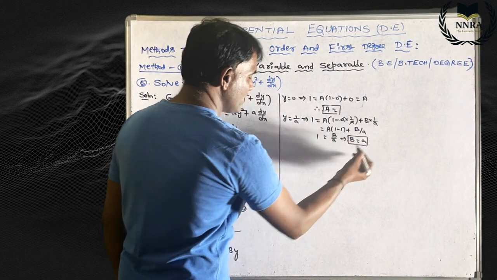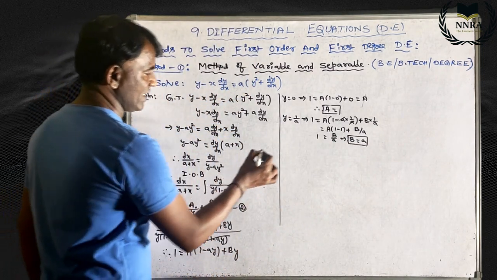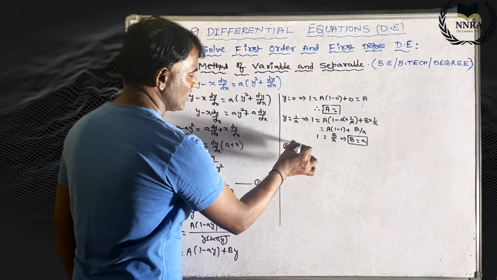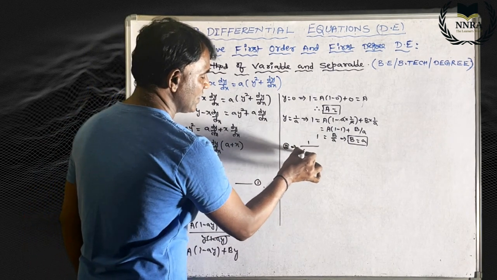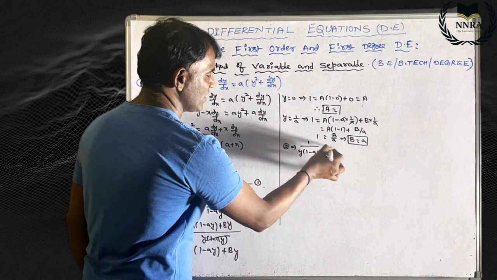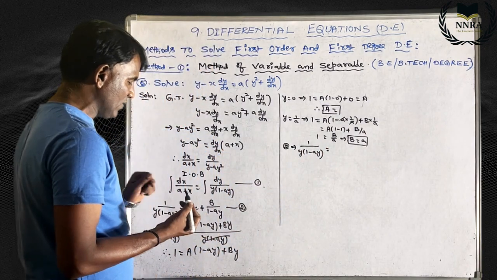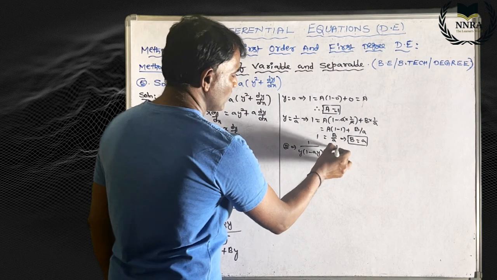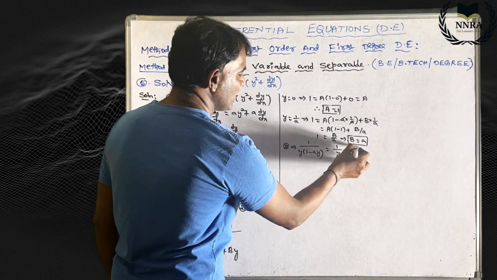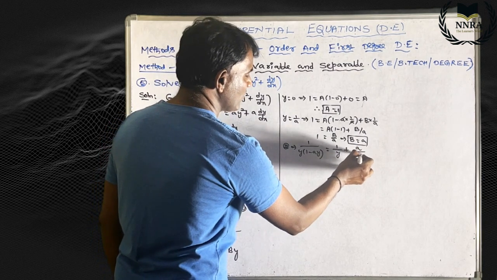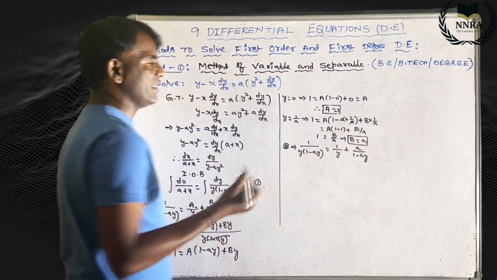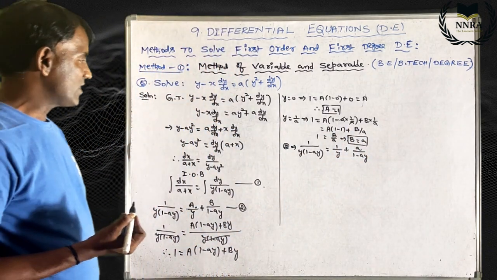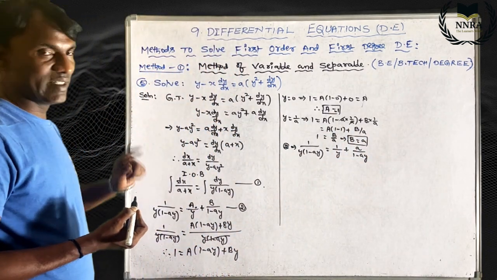And now substitute these two values in this equation, I mean equation number 2. So 1 by y into 1 minus ay equal to a by y, what is a? A is equal to 1, right? So 1 by y plus b value is a, divided by 1 minus ay. Clear? Now substitute in equation number 1.